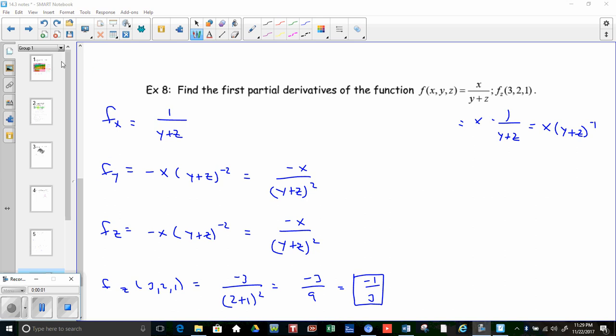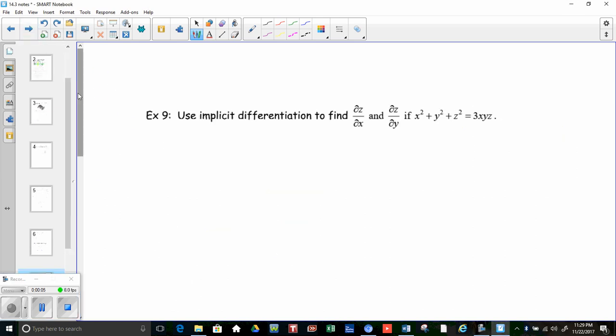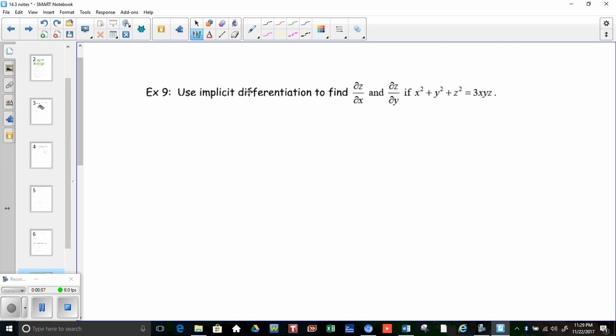Alright, video 3. We got 5 more examples to do. Let's see how quickly we can get these done. Alright, so this time it says use implicit differentiation to find the partial of z with respect to x and then the partial of z with respect to y.